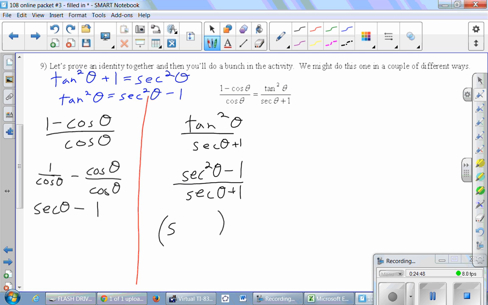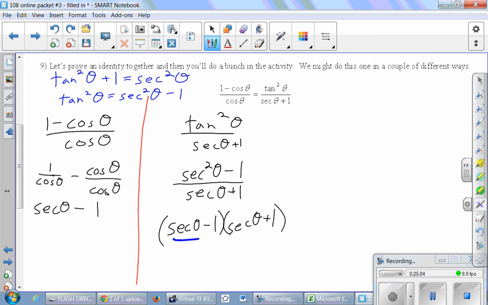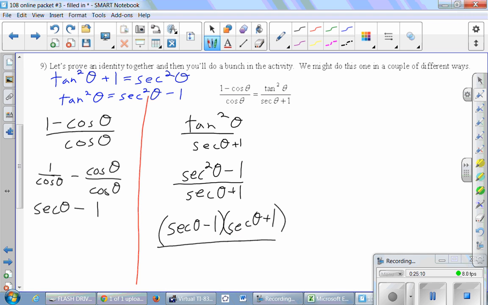The top factors, it looks like this. At the moment, the top is really like an a squared minus b squared. So that's really secant theta minus 1 times secant theta plus 1. Pause the video if you don't believe that, if you don't see that. Go ahead and FOIL these two things together and make sure you get what we had upstairs. I'll copy the bottom.